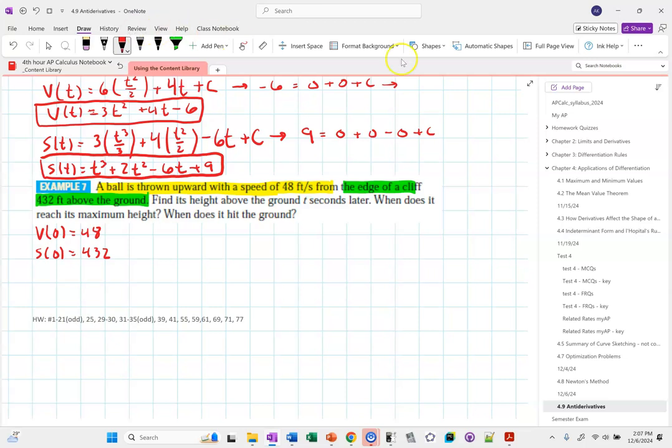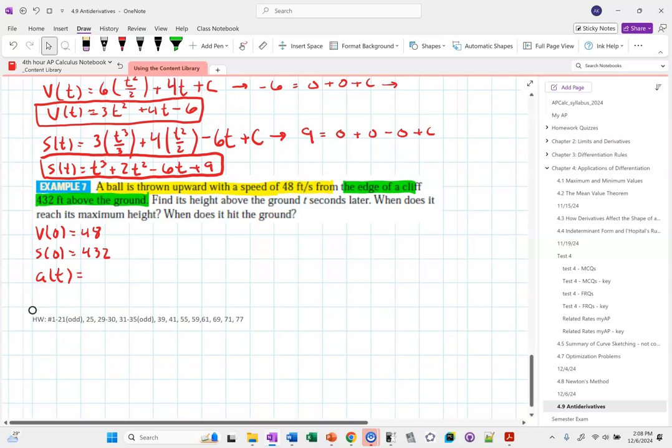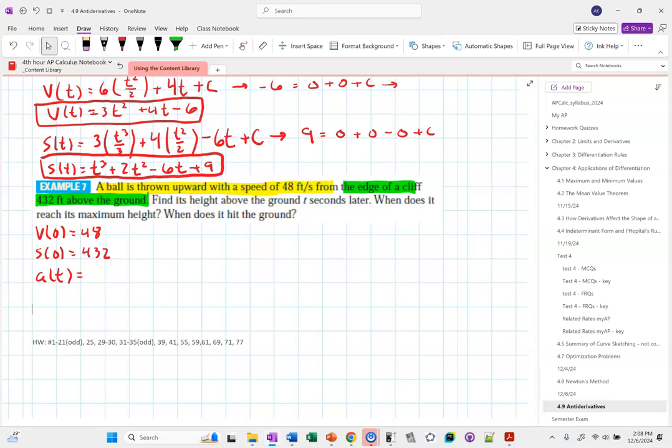Okay. So I need to start with what function? Acceleration, right? Am I given the acceleration function? I'm not. Do I need it? I do not. Why not? Just gravity, right? It's the acceleration due to gravity.